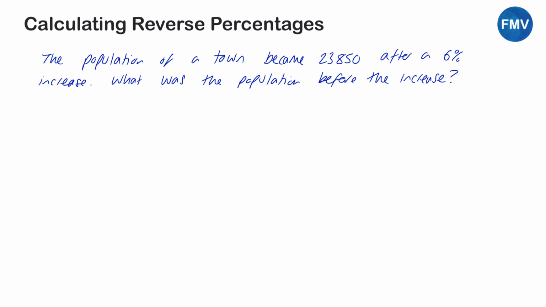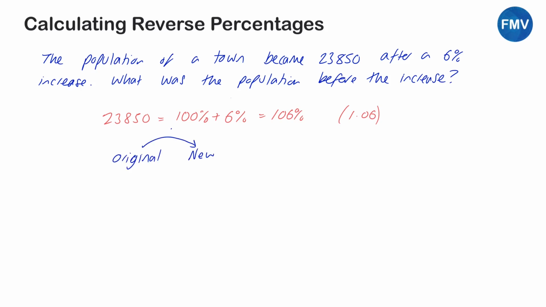So first of all, we recognize that 23,850 was the 100% plus this new 6%. That actually is 106%. And that means the multiplier is 1.06. So again, we've got the original. Now we need to know if we're dividing or multiplying. So going back to that idea from the previous page, original to the new is multiplication, new to the original is division. We had the 106, so we were at the new and we are going to the original because we're looking for 100%. So that means we're doing division.